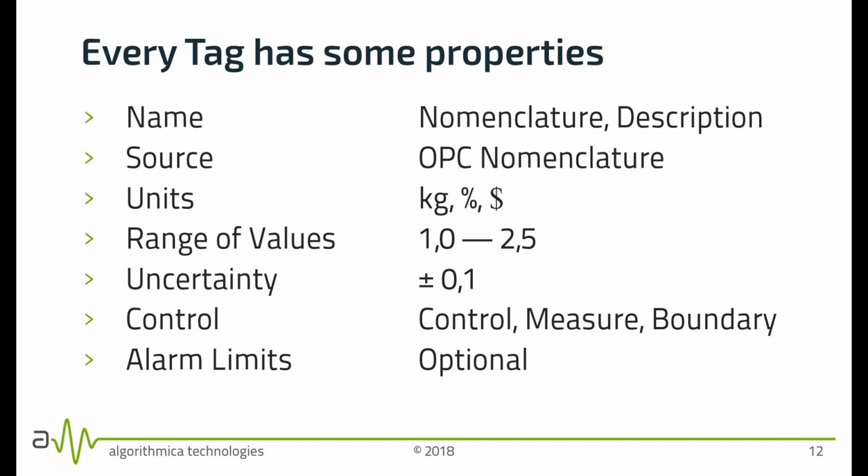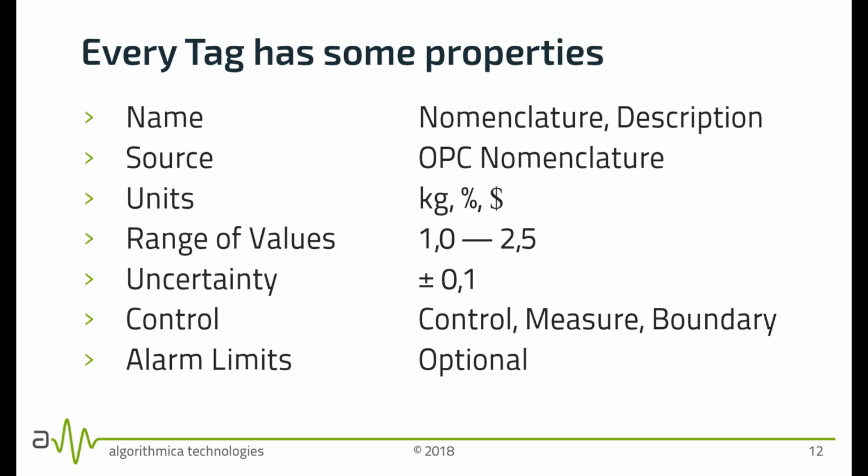Secondly, there is a source for this tag, which is the name that it takes in the OPC server, OPC being the industry standard data exchange protocol by which any software, such as ours, might read the real-time value of that tag from either the control or archive systems. Thirdly, every tag has some sort of physical unit, whether it be kilograms, percent, or dollars, and that has to be specified.